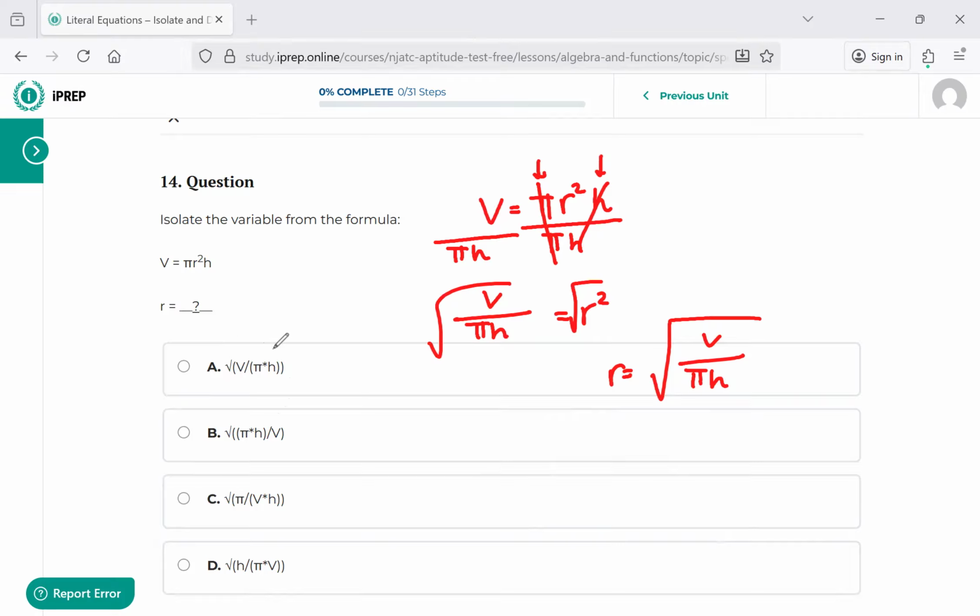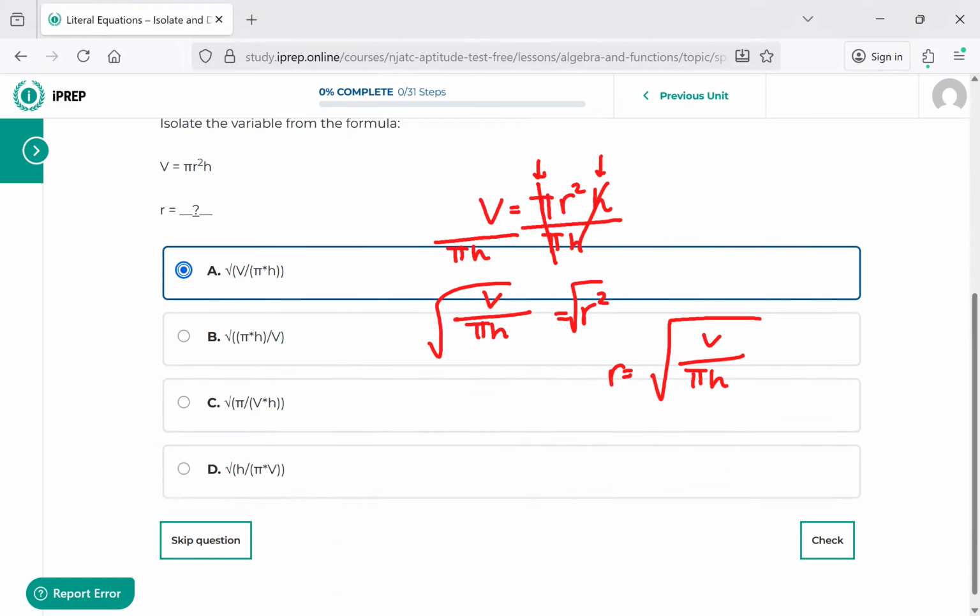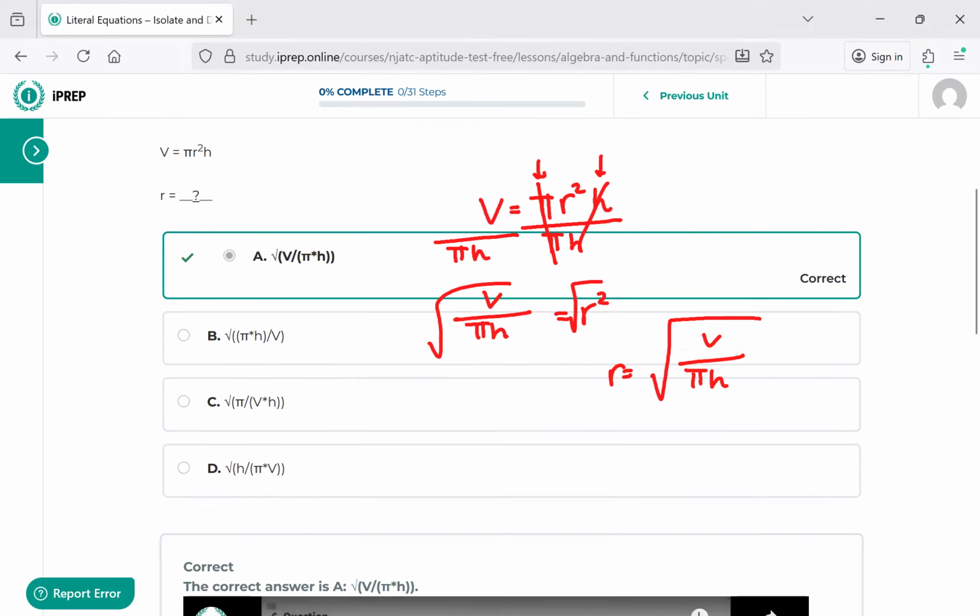You can't really, it's square root of v and then the slanted line pi, and then this multiplication h. Yes. Let's see if that's correct. Correct. Okay.